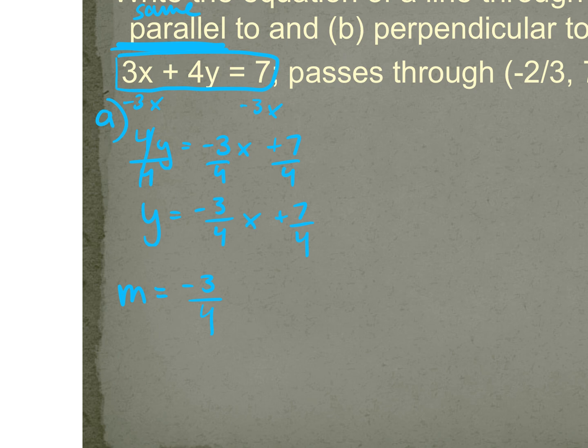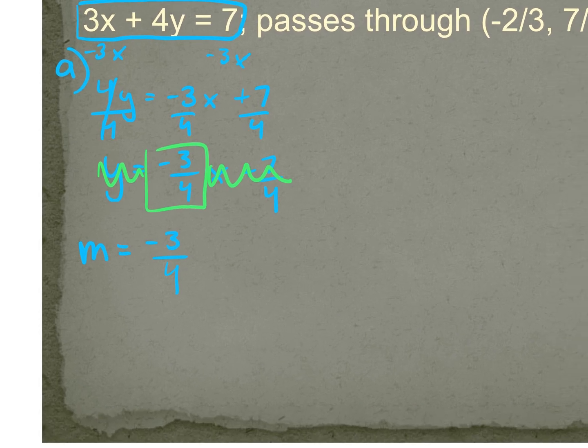-3/4. The rest of this line does not matter. All we care about is the slope. Now the line we're coming up with is parallel to this one. So the slope of the new line is going to be what? Same thing. So slope of the new line is going to be the same thing. So we have the slope of our new line, and we have a point on our new line.